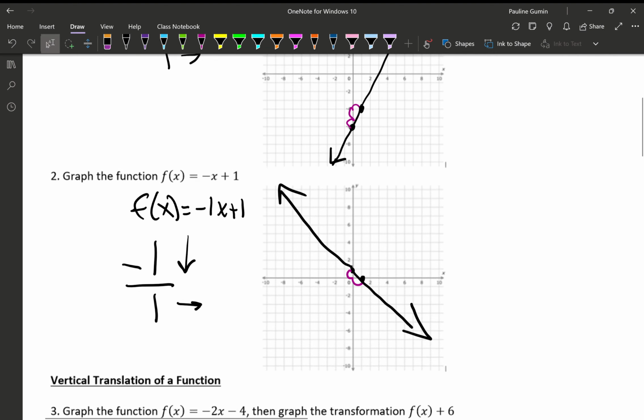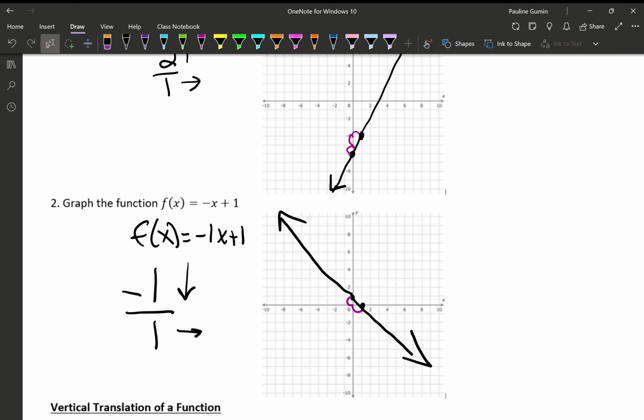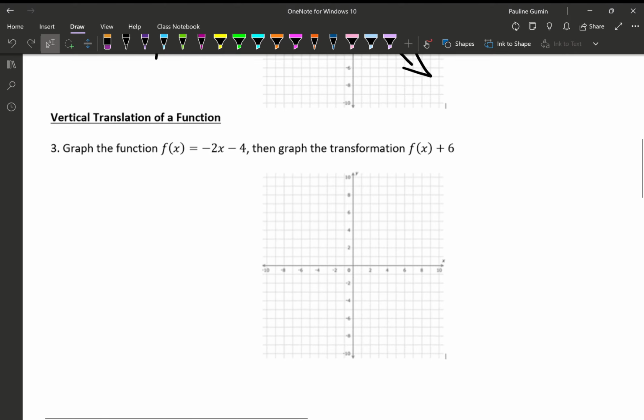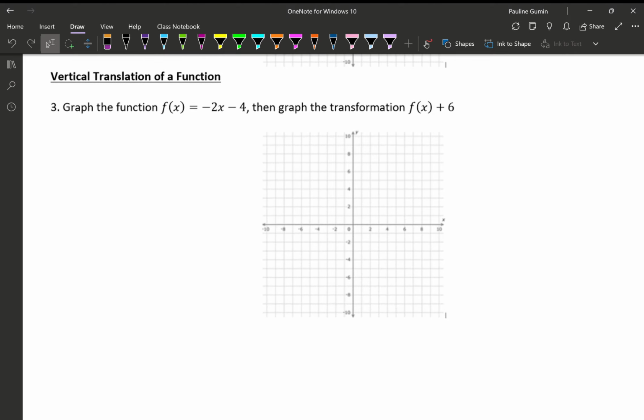All right, what we're going to do with these functions is we're going to transform them. So that means we're going to move them around. We're going to make them different. Let's check it out. First, let's look at vertical transformations, or translations. Now, vertical translations move a graph up and down, and you usually see them written on the outside. Now, this plus 6 means up 6.